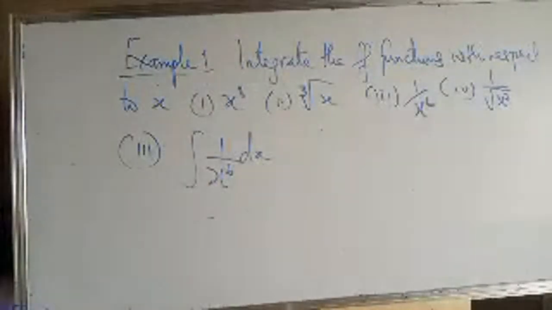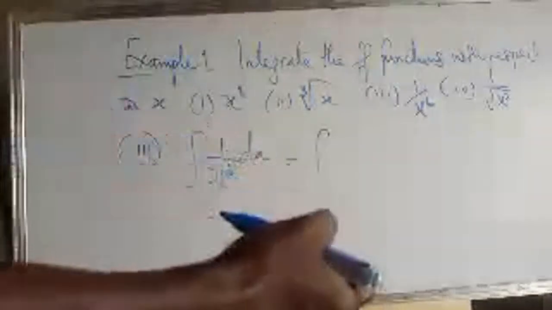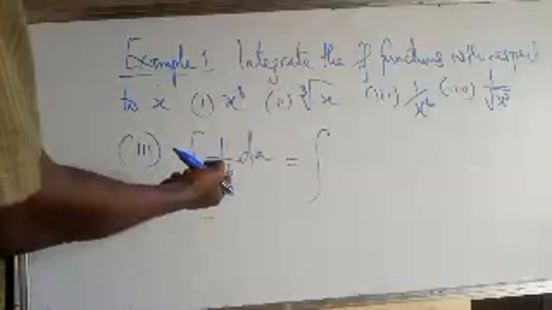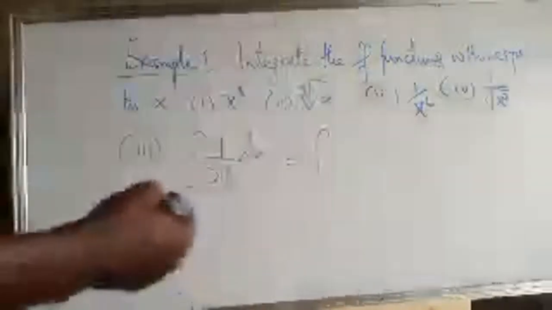Come on, don't be surprised. That is very simple. Don't panic. What you just need to do is: the integral of 1 over x raised to power 6. In indices, if you take this x raised to power 6 up so that it becomes the numerator, it's going to have a negative exponent. So you have x raised to power minus 6 dx. That's what we're going to get.